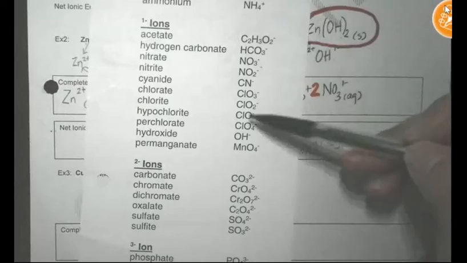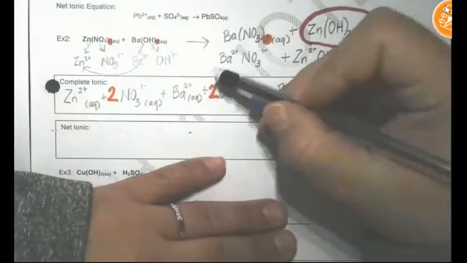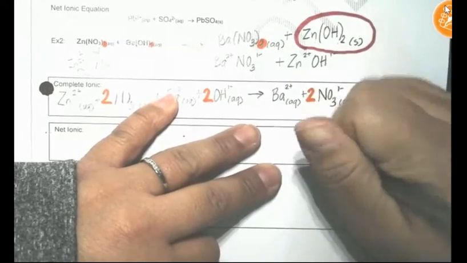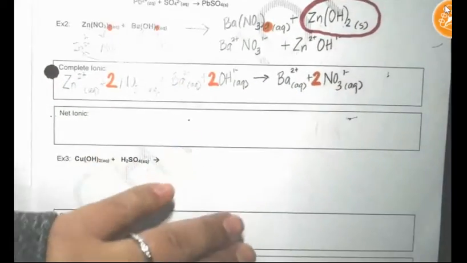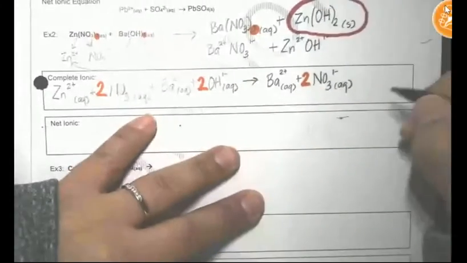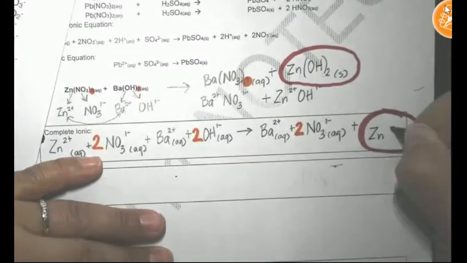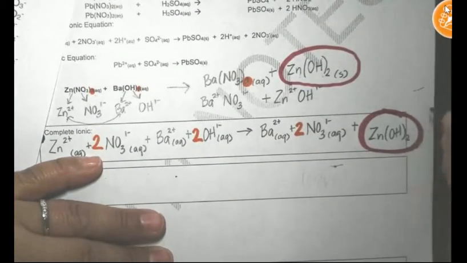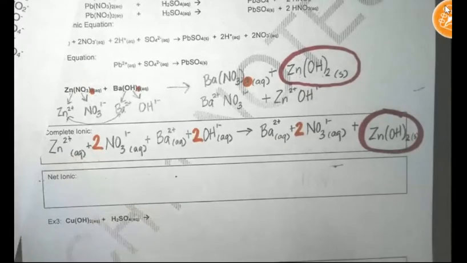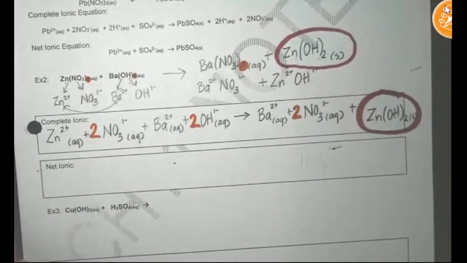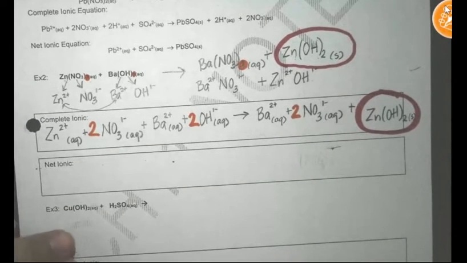So your ions should look clean. They should look like this. The only way you can account for multiple ions is by putting a coefficient in front for the complete ionic equation. Okay? And then remember, we keep the solid together. That stays together. So that's going to be my ZnOH2 solid.